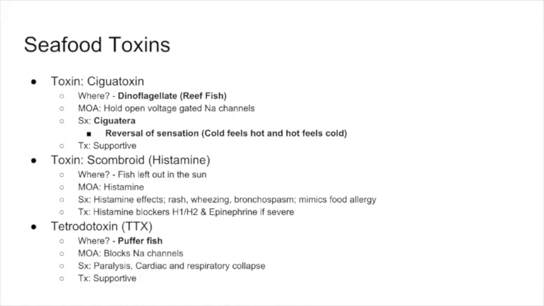The next toxin is scombroid toxin, which is pretty much a histamine toxin. It's found in fish that's left out in the sun. Symptomatically, you'll find many of the histamine effects, so rash, wheezing, bronchospasm, and it really mimics food allergy. Treatment is a histamine blocker, H1 and H2, and epinephrine if it's severe and compromising the airway.